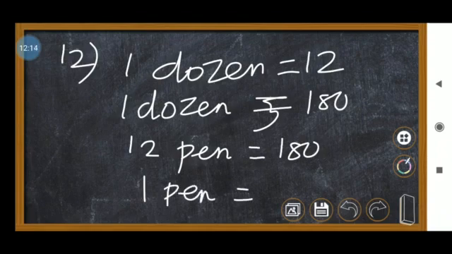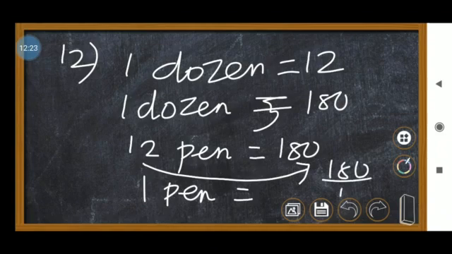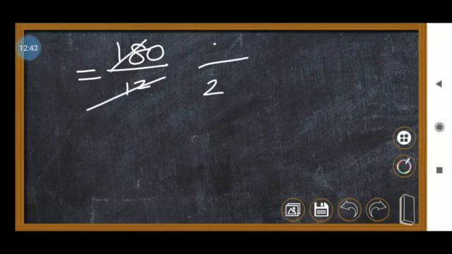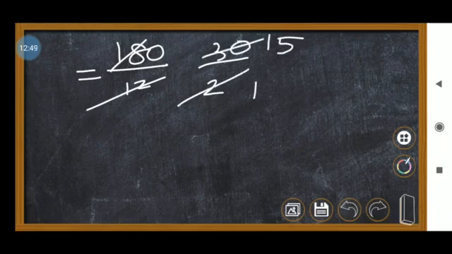Since 12 pens cost 180 rupees, for 1 pen we divide, so we write 180 divided by 12. If you know the 12th table, you can divide directly; otherwise we can use the 6 table. 2 sixes are 12 and 3 sixes are 18, then write the 0. 1 twos are 2, 15 twos are 30. So 15 divided by 1 can be written as 15 is to 1.